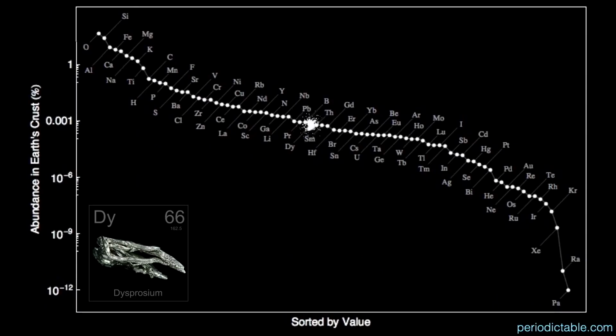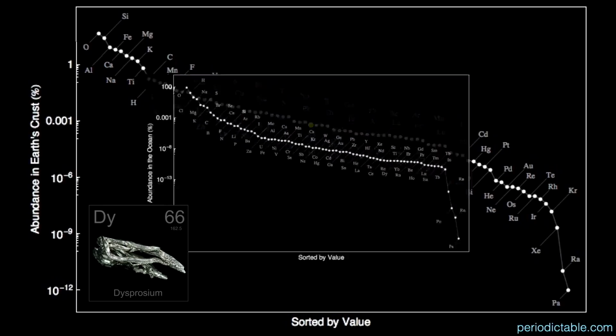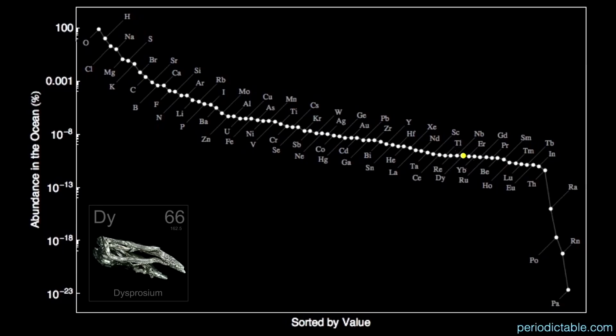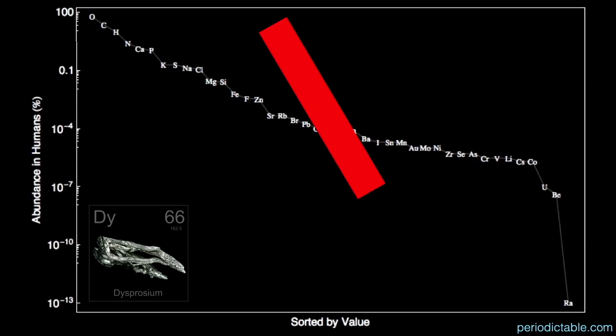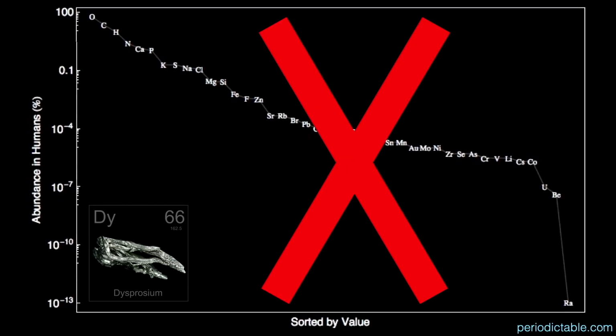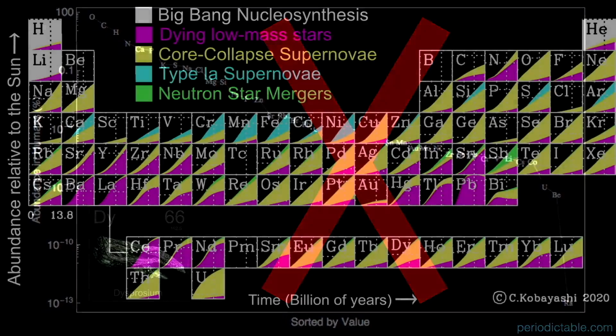In the crust of the Earth, it's the 39th most common element, almost 6.2 parts per million, slightly more common than iodine and tin. Dysprosium is the 63rd most abundant element in the oceans, virtually non-existent at 91 parts per trillion. And lastly, and not surprisingly, there is no dysprosium in us.